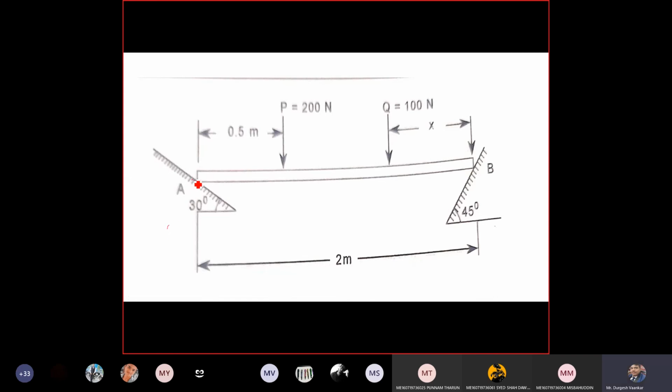Here it is perpendicular to this plane. Perpendicular to this plane, we can write RA. Now this angle is how much? This angle is 90 degrees. Now what about this one? 60. 60 plus 30 is 90, and 90 plus 90 is 180.